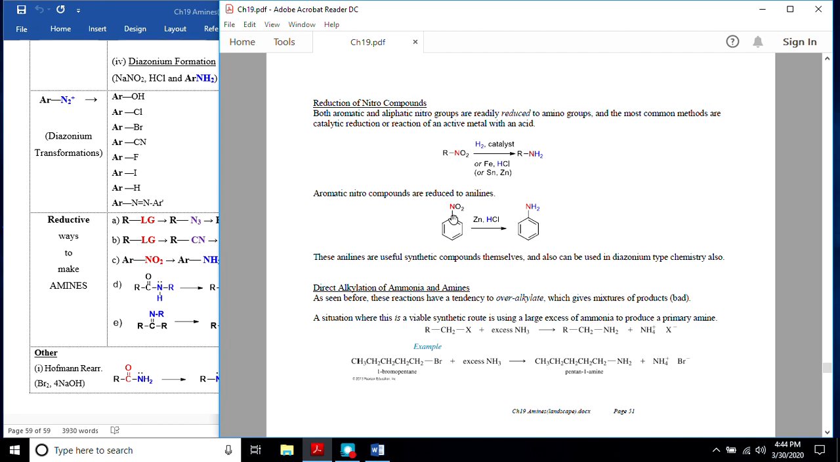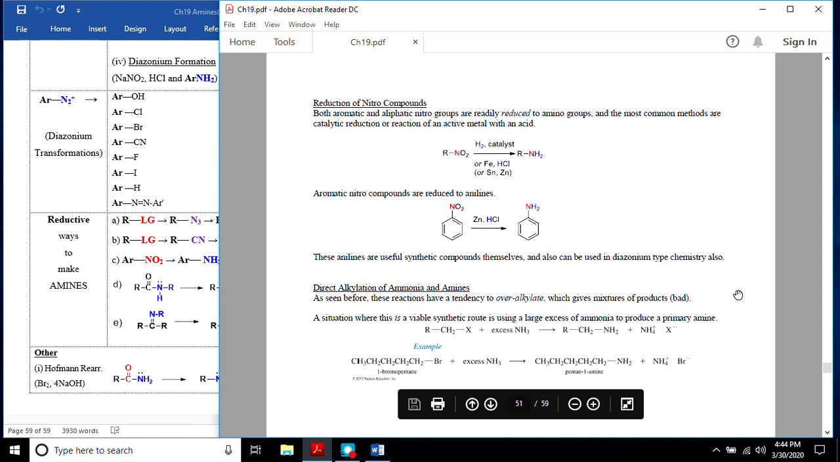So nitro aromatic to aniline. And remember that this aniline is then useful because you can do diazonium chemistry and then make a bunch of other aromatic substituted products. The direct alkylation of amines is generally not easily controlled and therefore not really a viable synthetic pathway.